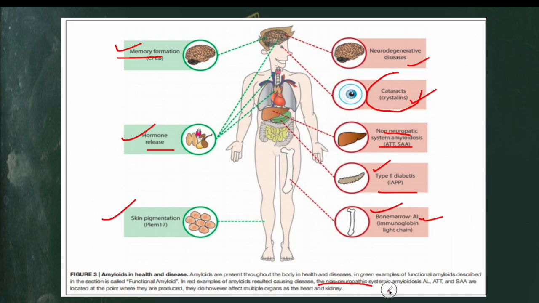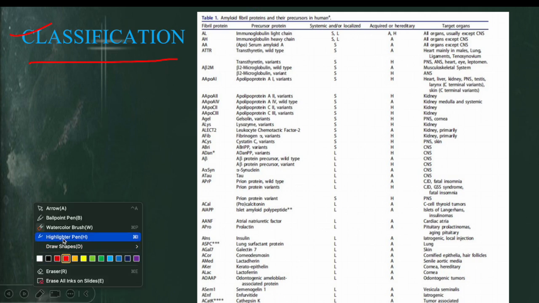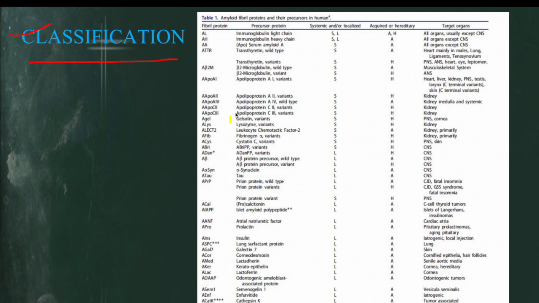The non-neuropathic systemic amyloidoses, AL, ATTR and SAA, are located at the point where they are produced, but they affect multiple organs like the heart and kidney. Now let's talk about the classification of amyloidosis. In amyloidosis there are many types, but we have to remember a few of them.